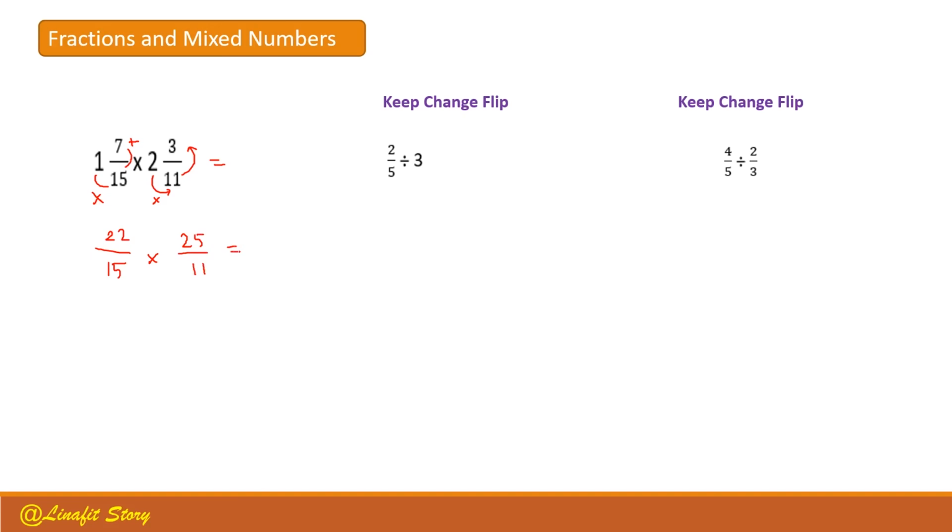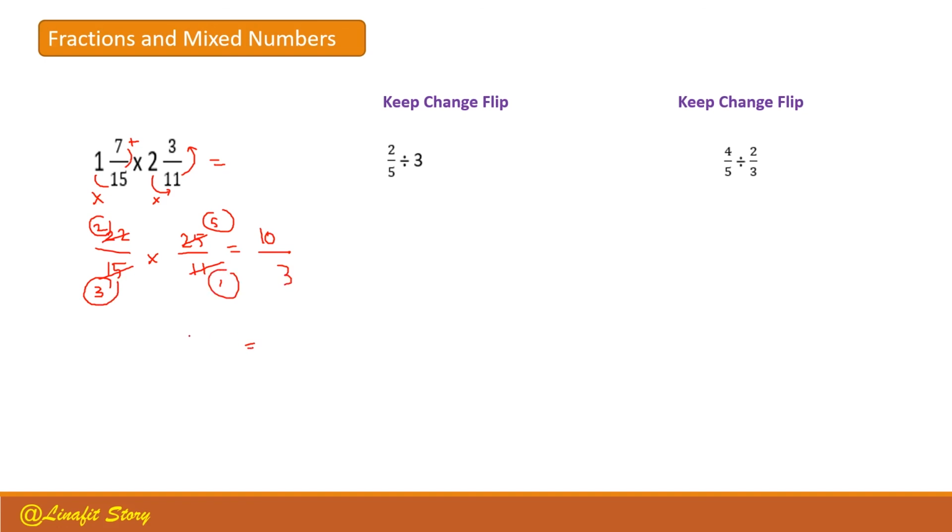And after that, you may cross multiply between 25 and 15. Divided by 5, this is 5, over here is 3. And then 22 and 11, divided by 11. This is 2, this is 1. So the answer is 2 times 5 is 10, and 3 times 1 is 3.